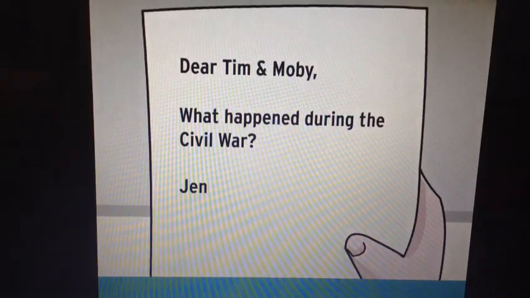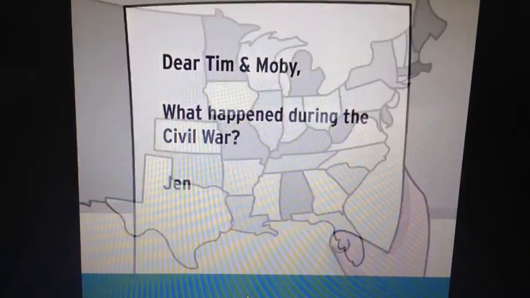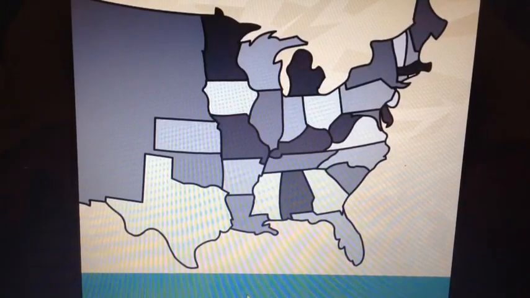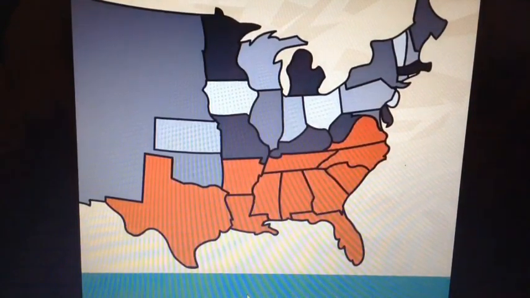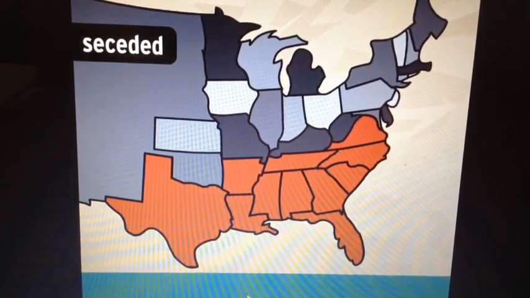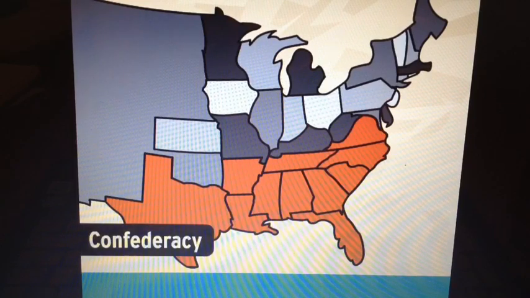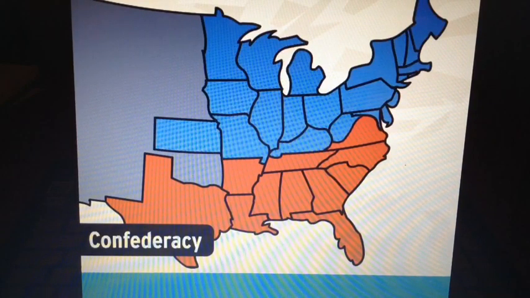Dear Tim and Moby, what happened during the Civil War? From Jen. Well, it all started in 1860 and 1861 when 11 southern states seceded. It means they left the United States to make their own country. They called themselves the Confederate States of America, or the Confederacy. The states that stayed in the U.S. were the Union.